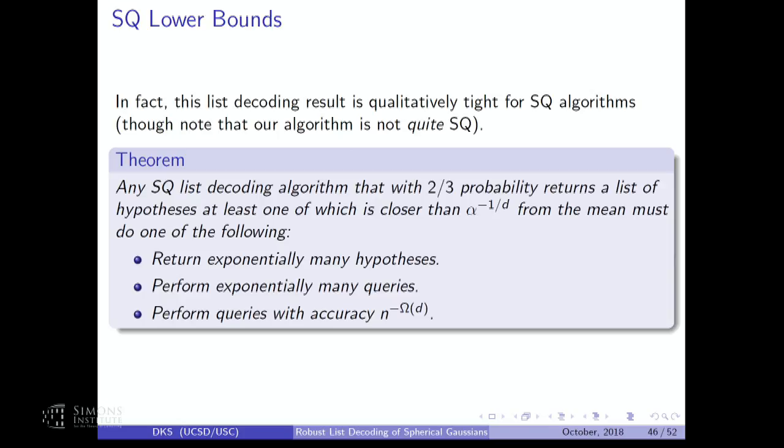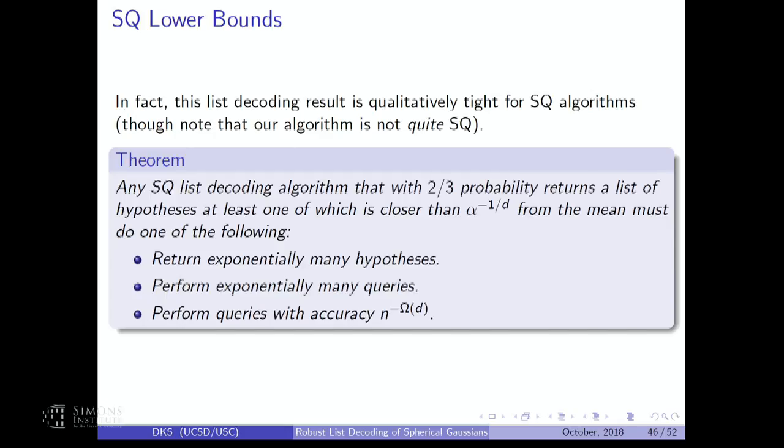In fact, if you're looking at the list decoding result, it's quantitatively tight, at least for statistical query algorithms. And Ilias should talk a lot more about these a little later in the day. But the theorem is that if you have any statistical query list decoding algorithm that with at least 2/3 probability returns a list of hypotheses, at least one of which is closer than alpha to the minus 1 and d of the mean, it must do one of the following.